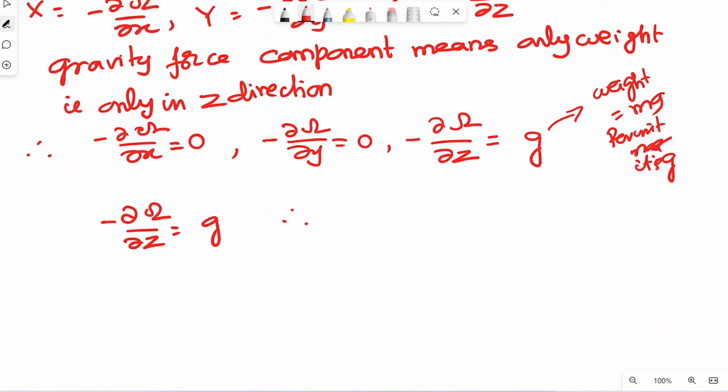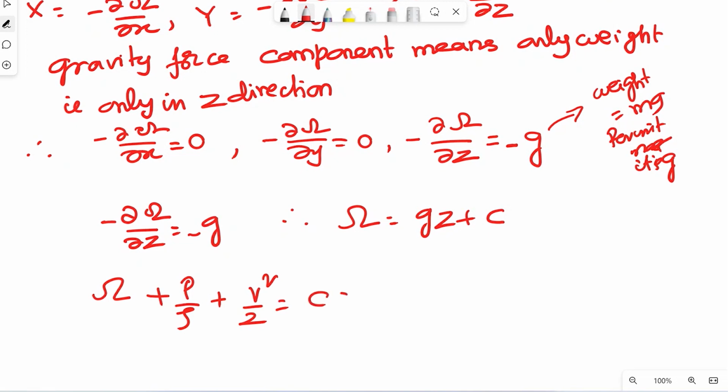Because if I am taking force potential in the positive direction of the z axis, then it is minus g. So therefore, ψ is equal to gz plus C. The same thing if I substitute: our equation is ψ plus p by rho plus v square by 2 is equal to constant. Now if I substitute, it is gz plus p by rho plus v square by 2 is equal to constant.